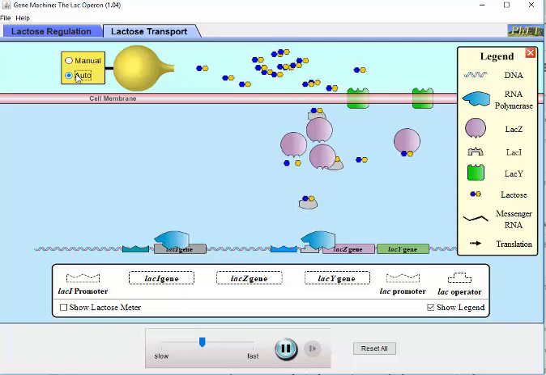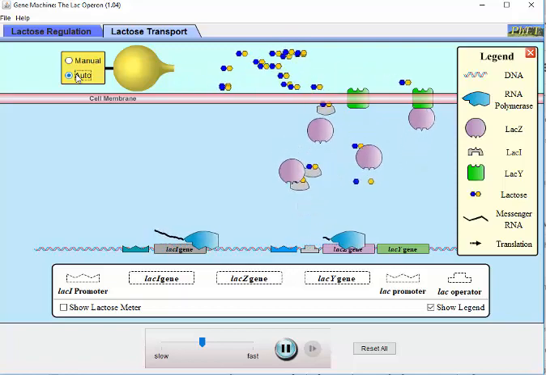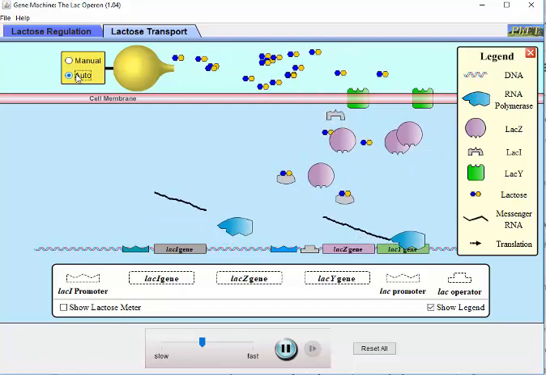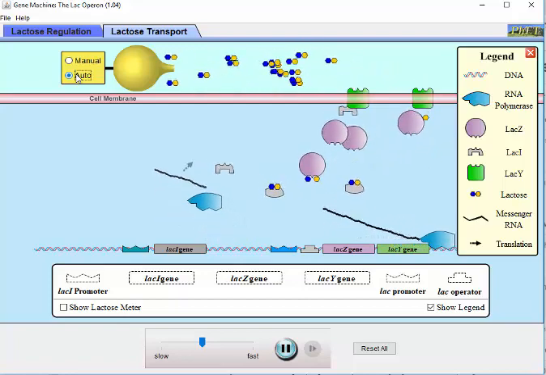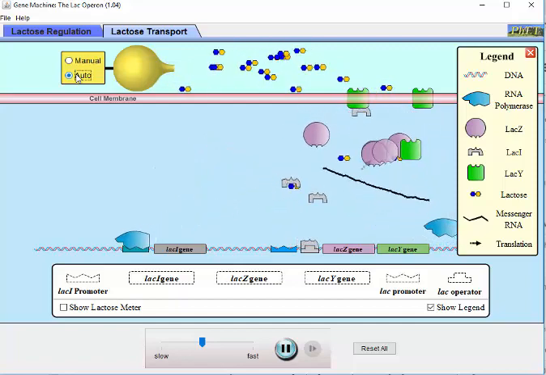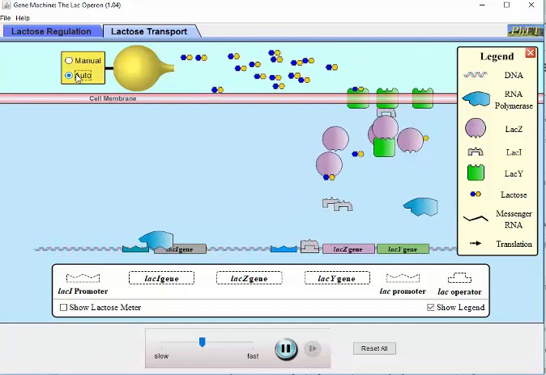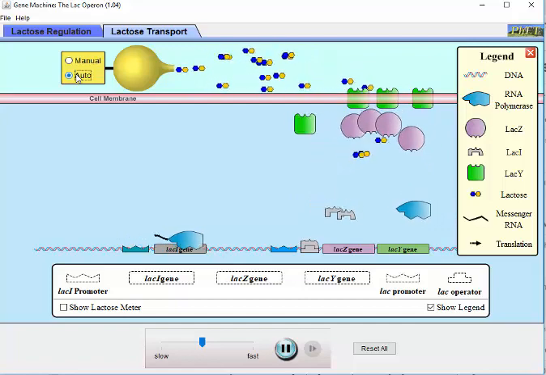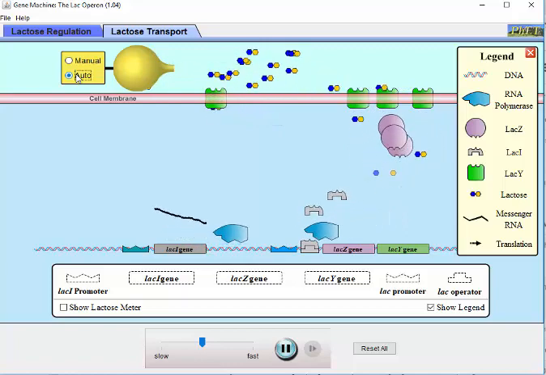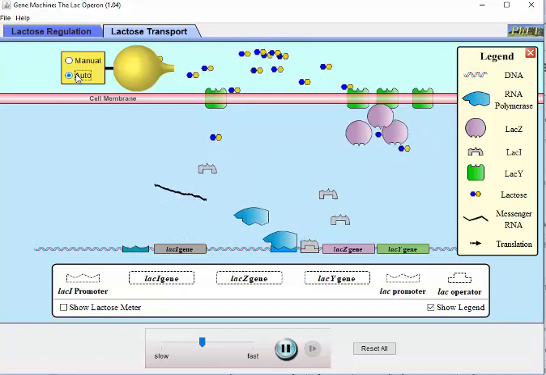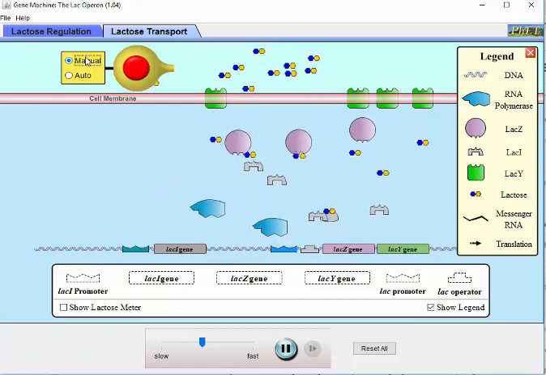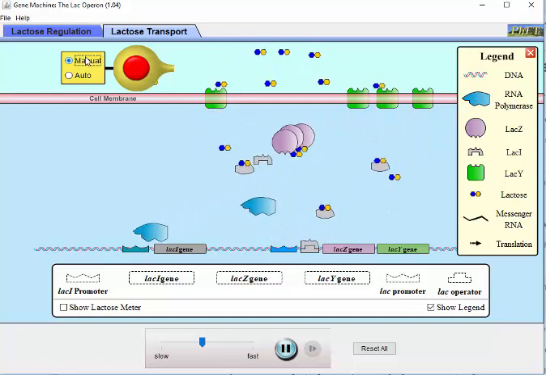One thing to think about here is that lactose is a sugar. It's a disaccharide, so made of two monosaccharides. And once it's broken apart into its two pieces, it can be used as a food source for the bacterium. All right, so if you have a sense of what's going on here, I'm going to turn the injector off so you can get a sense of what happens after that.